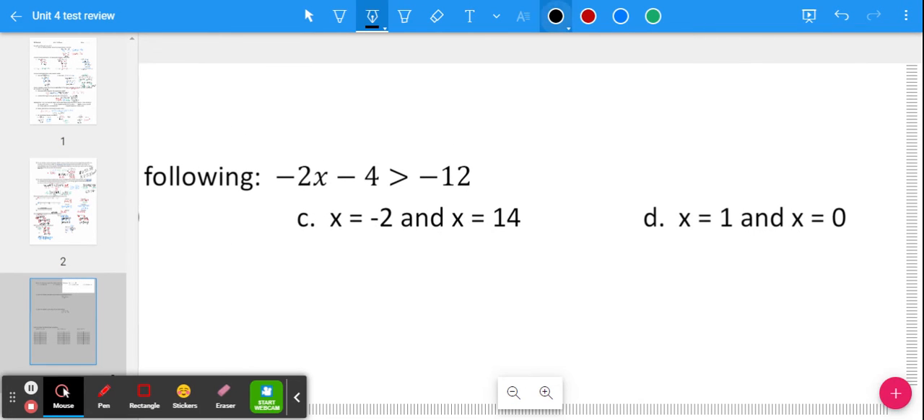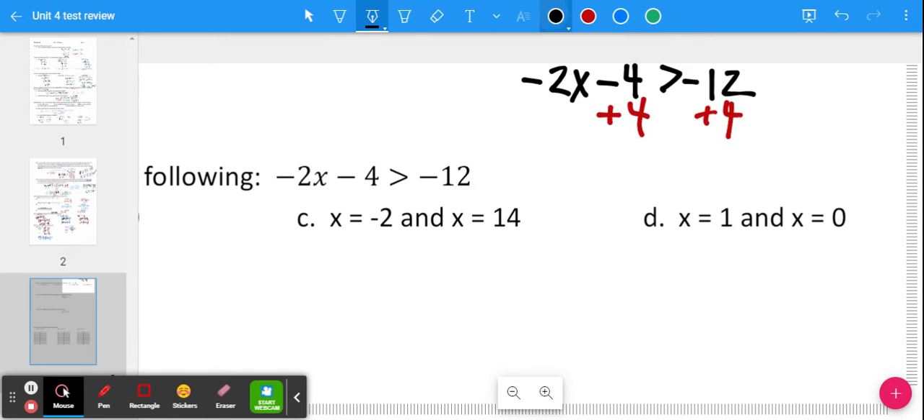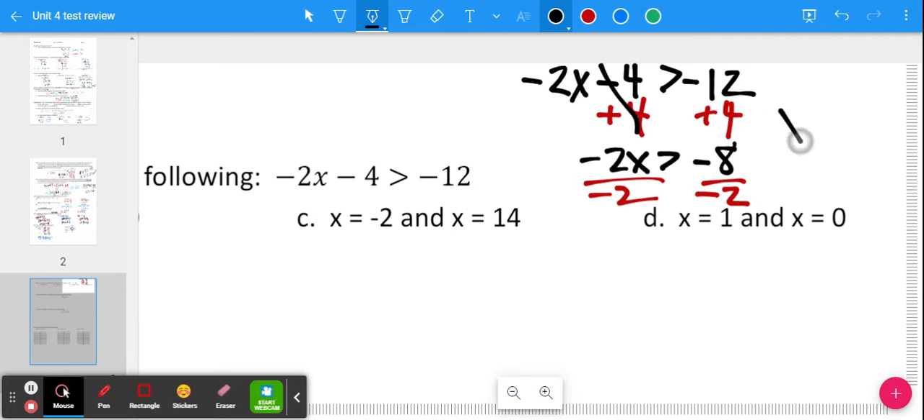So I have this -2x minus 4 is greater than -12. So the first step is to get rid of your constant, which is that 4. Opposite of -4 is +4. So we have -2x is greater than -8. So to finish solving this, we divide by -2. And when you divide by a negative, you must flip your inequality sign, which means x is now less than -8 divided by -2, which is 4. So any x value that's a solution must be less than 4.